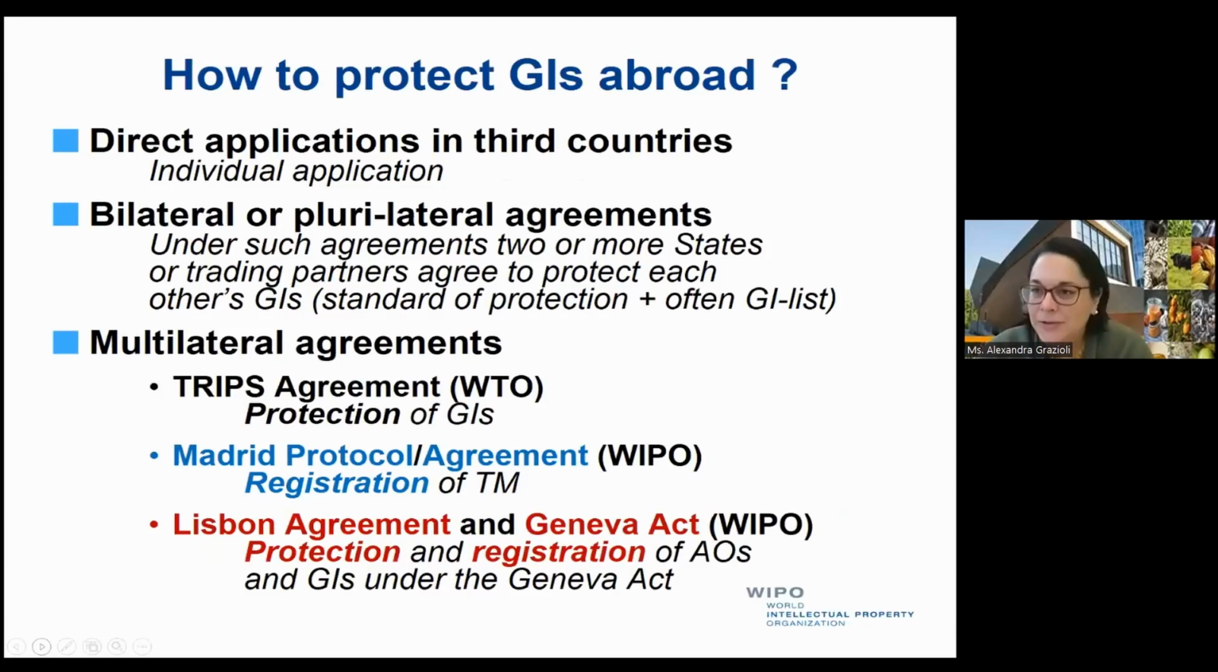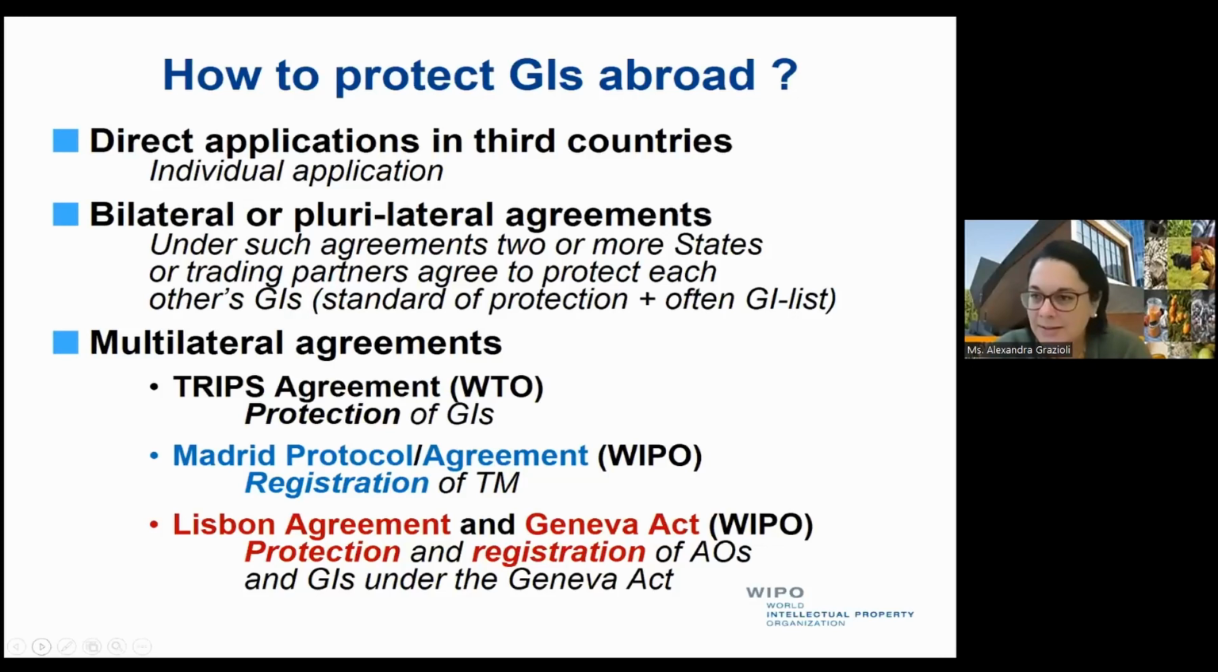The different ways to obtain protection for your GIs in third markets start with direct application in a third country, asking for that protection, as you can do with other intellectual property rights. There are, of course, bilateral and plurilateral agreements. For instance, the European Union has concluded a lot of such agreements, which are often part of a bigger trade agreement. The two parties exchange a list of geographical indications, which they then protect mutually.